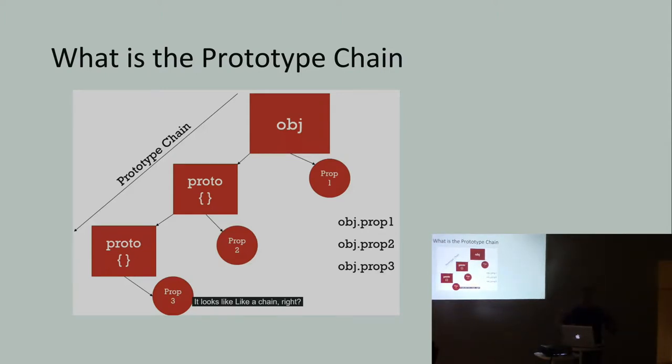This is sort of how the chain works. You're not actually inheriting anything. He still does not have in that object that property number 3. He is just simply getting it via the prototype chain.